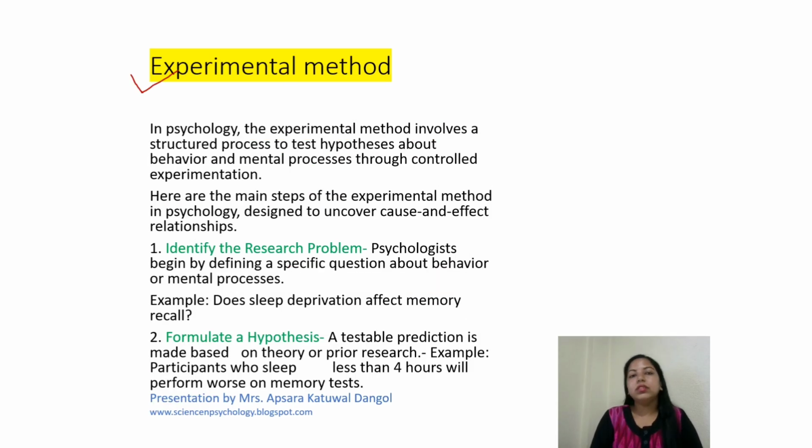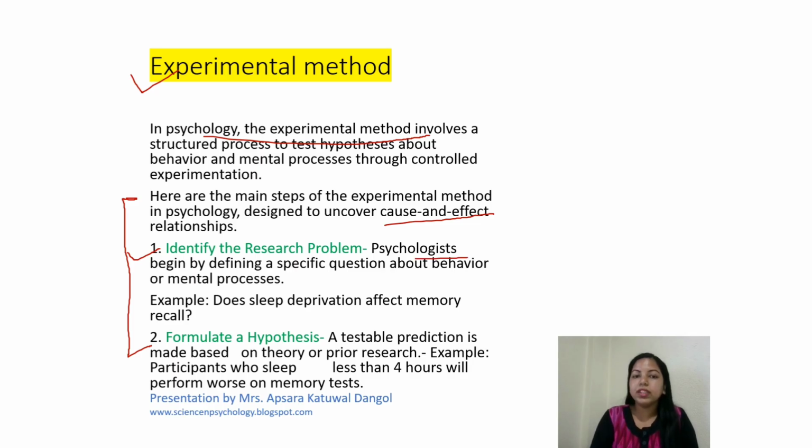The third method of research in psychology is the experimental method. In psychology, the experimental method involves a structured process to test hypotheses about behavior and mental processes through controlled experimentation. Some of the steps are given because the major thing about the experimental method is to uncover the cause and effect relationship. So, step number one is identify the research problem.